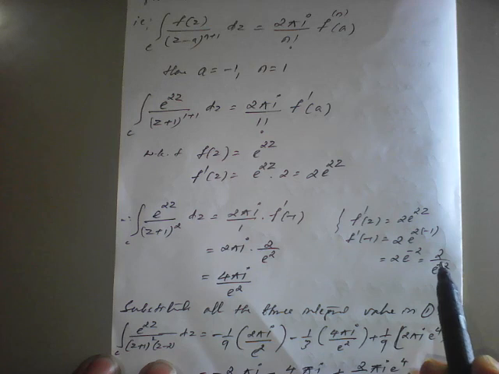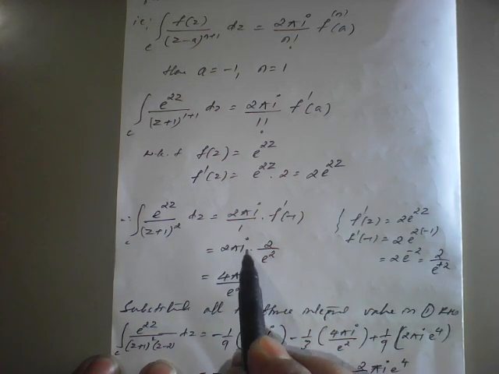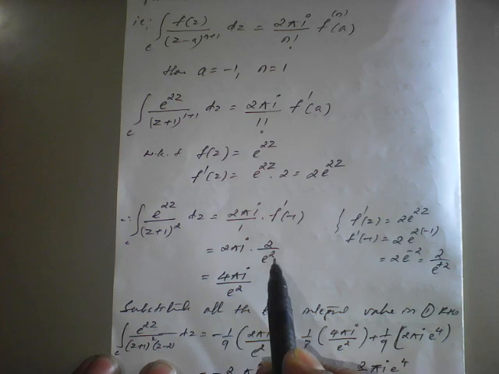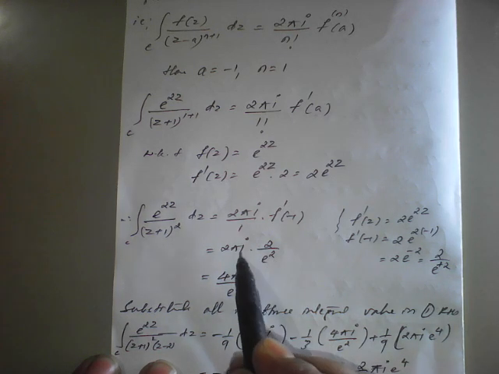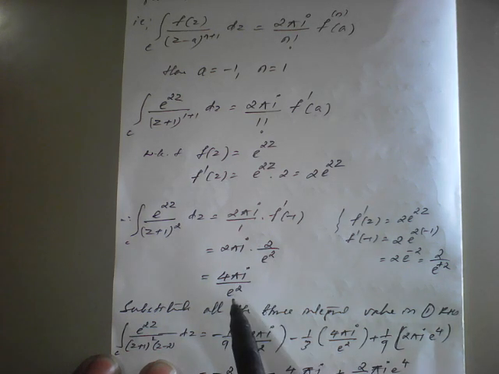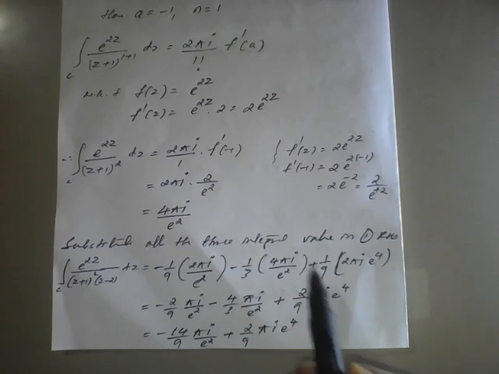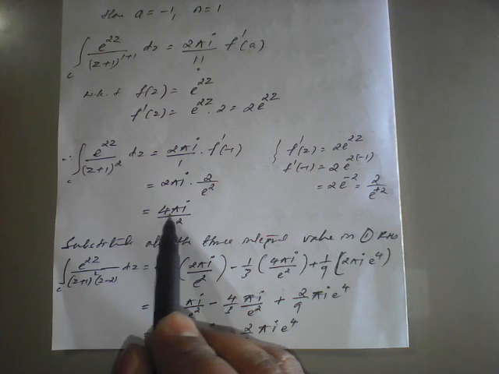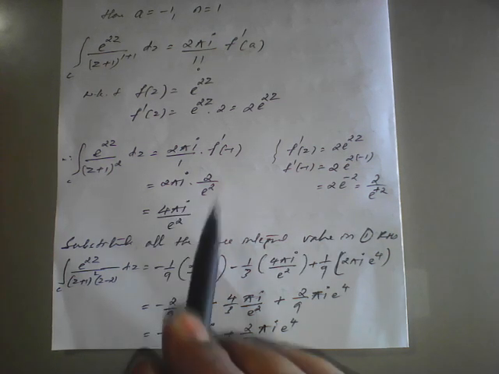So on simplification we will get 2 upon e raised to plus 2. So therefore 2 pi i into 2 upon e raised to 2. So 2 twos are 4 pi i upon e raised to 2. So we got all the three integrals of the equation. So the result is finally here. So we have three integral results.